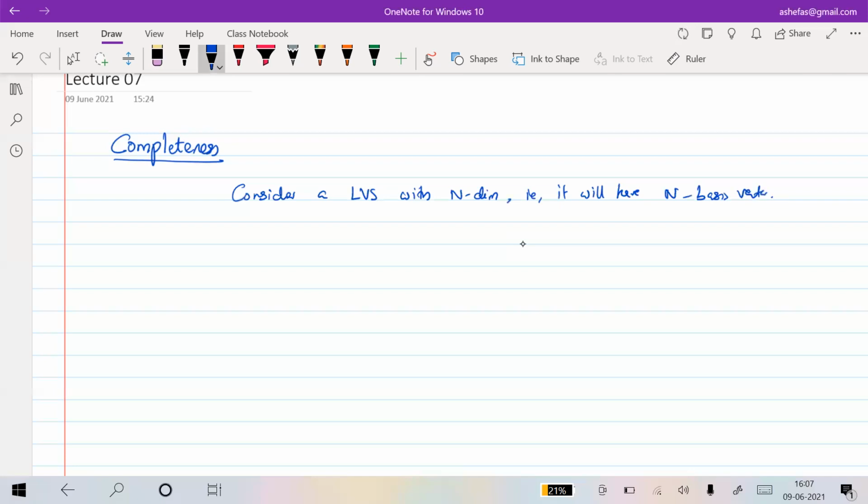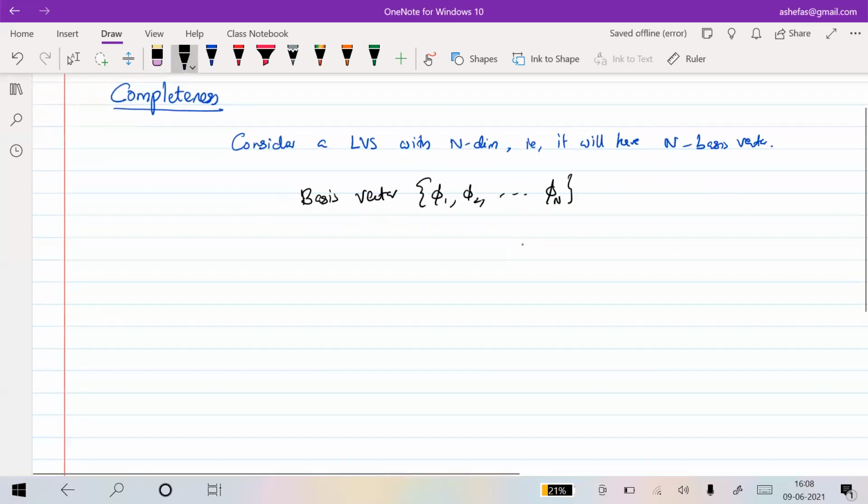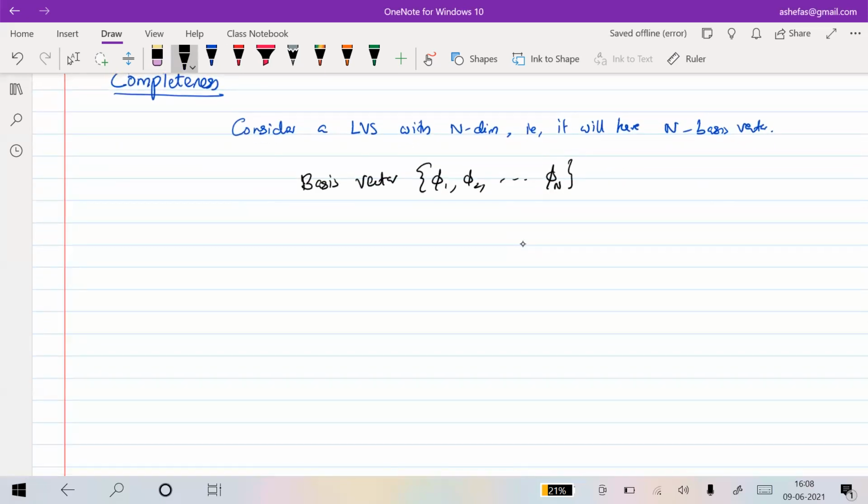Now we are going to denote those basis vectors as phi. So phi 1, phi 2, up to phi n. So these are the basis vectors. Then if you take any other vector psi, we can expand this psi in terms of this basis vector. So the psi I can write as the sum from i equal to 1 to n of ci phi i.